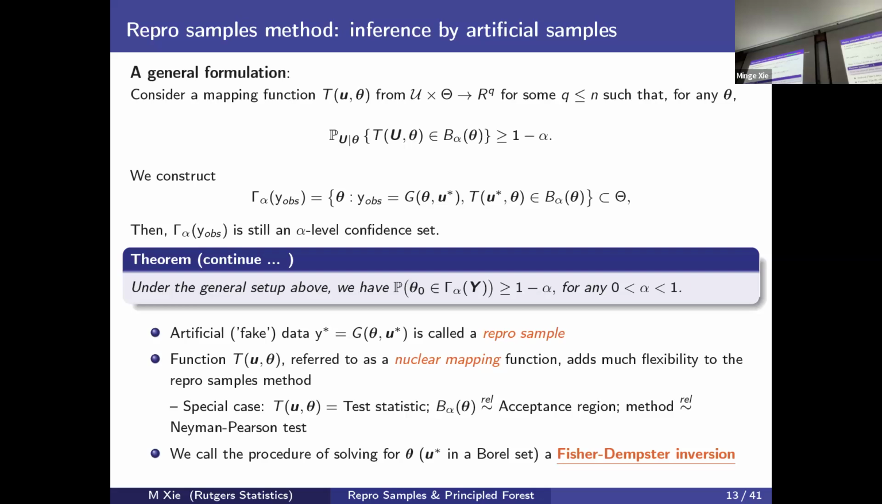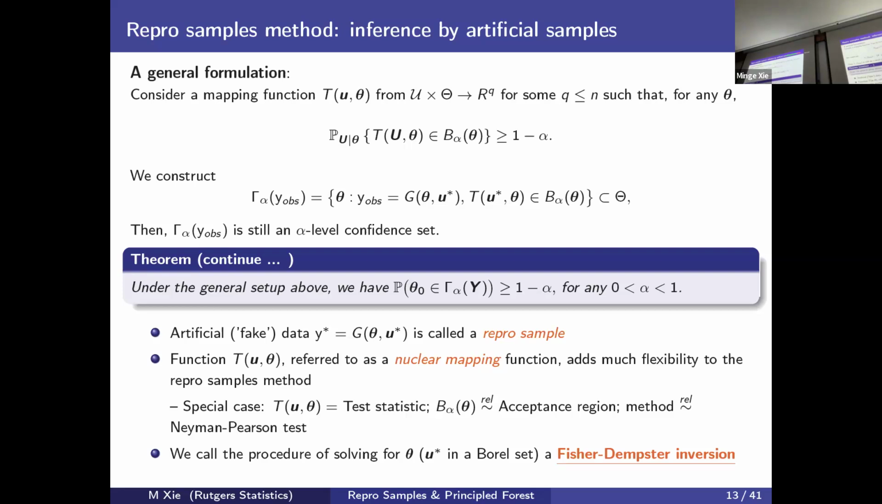Actually, in the beginning I was saying fake data. I was talking to Nancy Reid, saying I have an idea to use artificial fake data. They said, don't use fake data, it's too negative, you should think of something better. The statistician is always negative. So eventually we settled on the Repro samples method. Repro is reproduction, so it's artificial, the same thing.